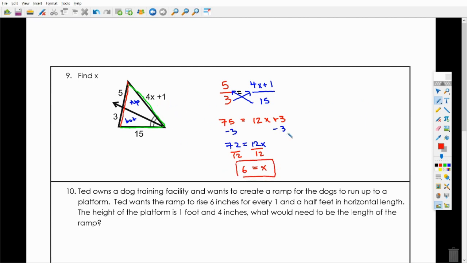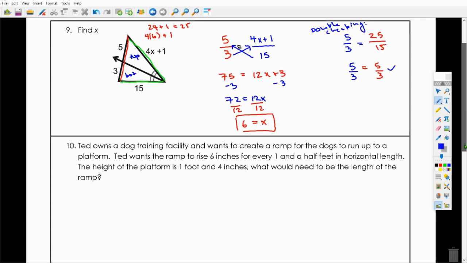And you could technically plug it in just to check. I saw a couple people doing that the other day, just to make sure the ratio is the same. So plug in 6 for x. So 4 times 6 plus 1, 24 plus 1 equals 25. And then they put it as a ratio. So 25 over the 15, it should be equal to the 5 over 3. So this is just double checking. You don't have to do this. So divide both of them by 5, you get 5 over 3, and it's equal to 5 over 3. So it looks good.